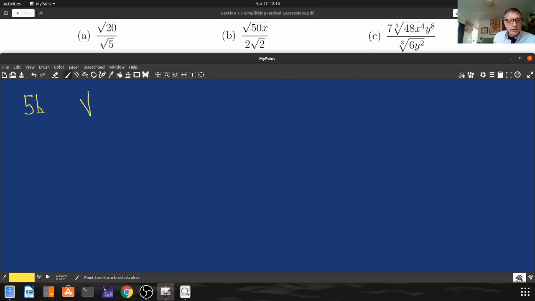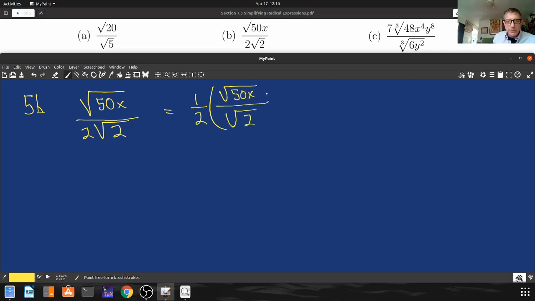So now we're looking at the square root of 50x divided by 2 times the square root of 2. Well, this is the same thing as 1/2 times the square root of 50x divided by the square root of 2. So I should not have to justify that move right now. And if you're not up to speed to understand how I got from here to here, you need to get there.